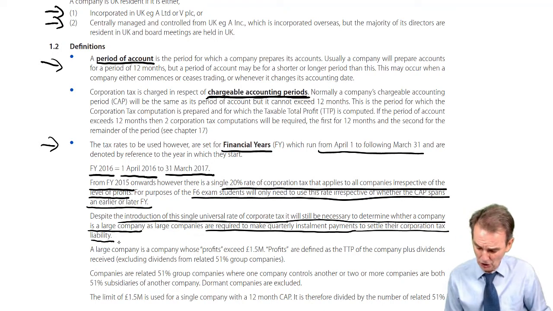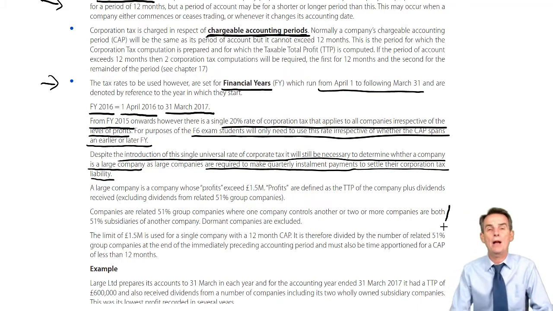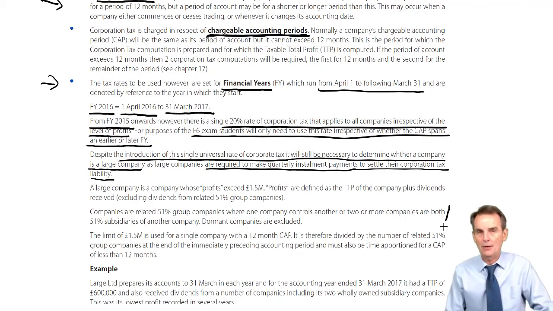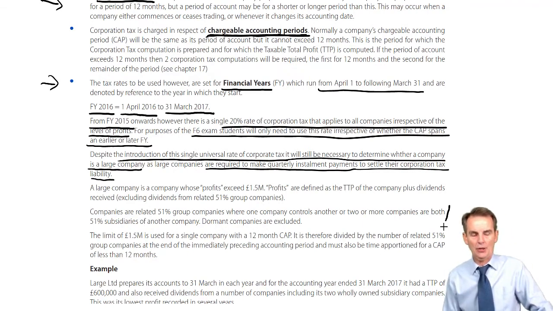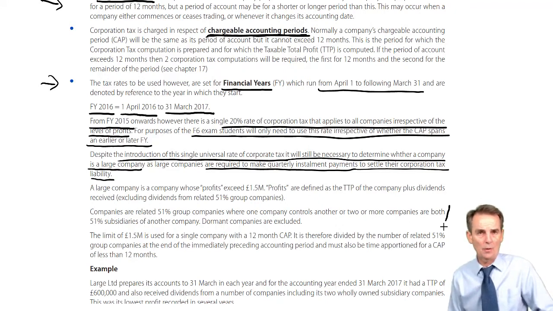But if we are a large company and the relevant other conditions apply, then we'll be made to pay our quarterly instalment payments, and that will mean that we're going to start to pay that corporate tax well before 9 months and 1 day after the end of the period. As we'll discover, we'll actually start to make those quarterly instalment payments part way through the accounting period to which the payments relate. So, who therefore has to make these quarterly instalment payments?